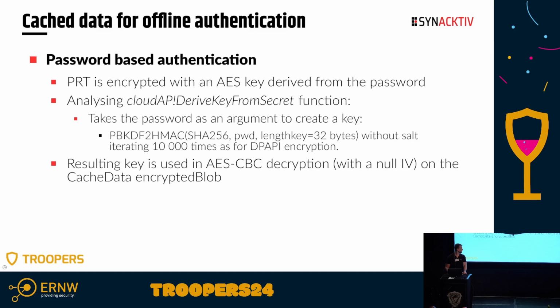As Rémi already said, by analyzing the derive key from secret function from the Cloud AP DLL, it just takes the password as an argument to create a key. This key is created using PBKDF2 HMAC with SHA-256 without a salt, iterating over it 10,000 times as for DPAPI encryption. The resulting key is used in an AES CBC decryption with a null IV again on the cache data encrypted blob.